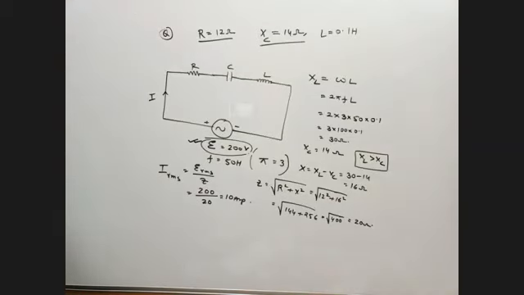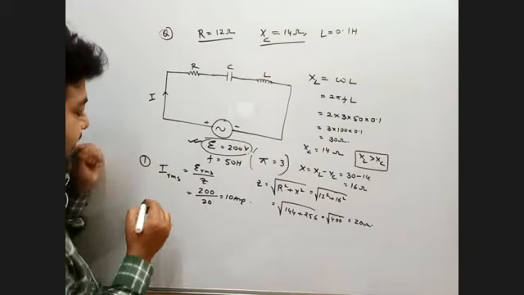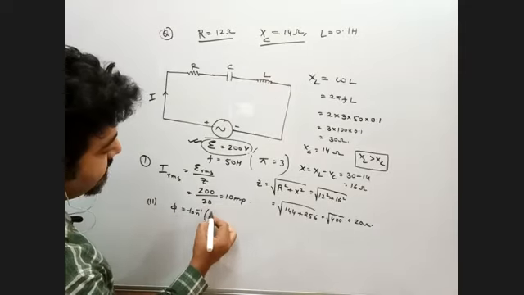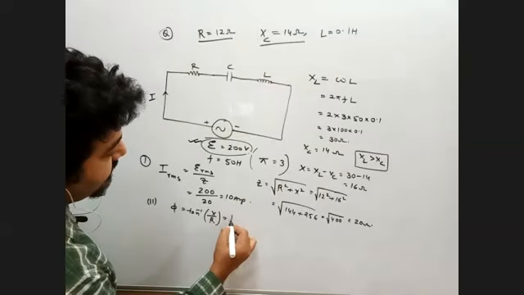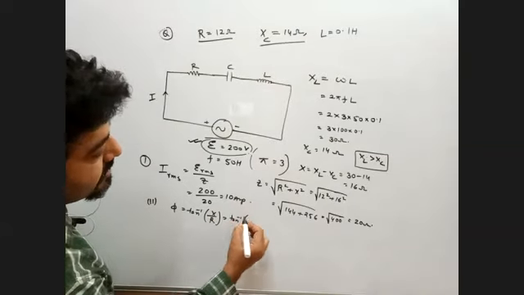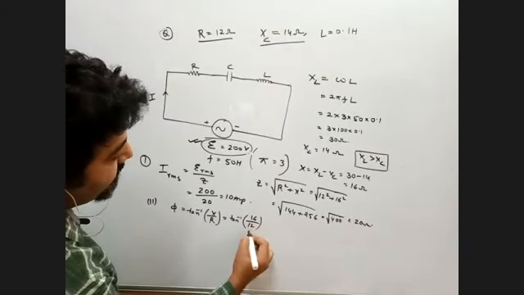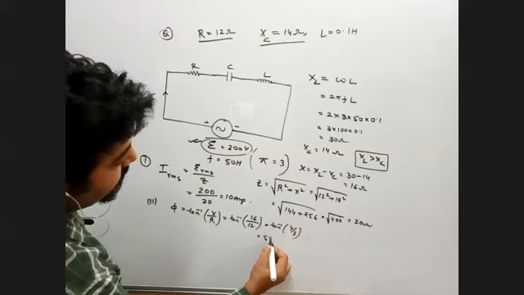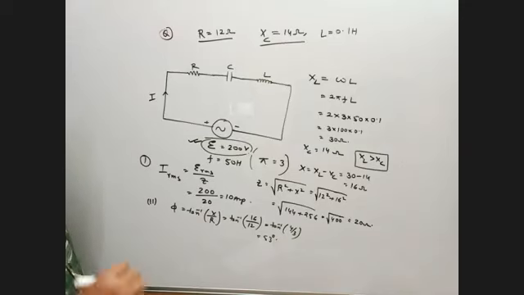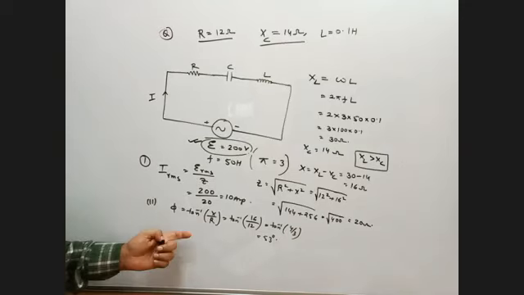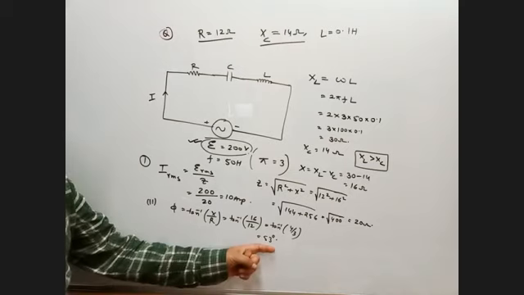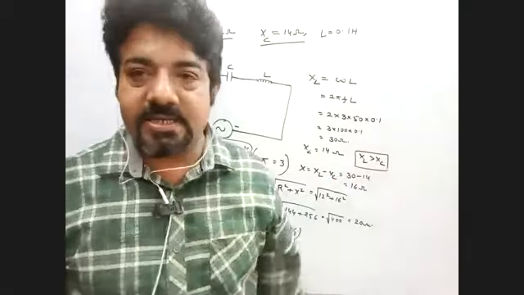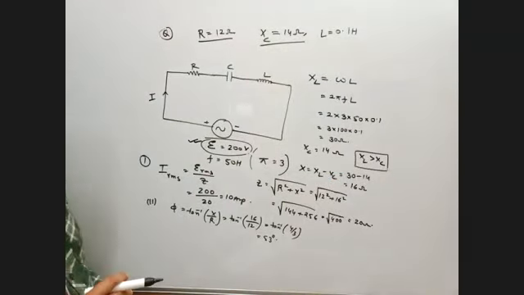So first you get the current, then the second part is you have to find out the phase angle phi, that is tan inverse X by R. Tan inverse X is 16, R is 12, so tan inverse 4 by 3, that is 53 degree. If they ask you with respect to the EMF, whether the current leads or lags, the answer is 53 degree lag. Why? Because XL is greater than XC, although they did not ask this question.